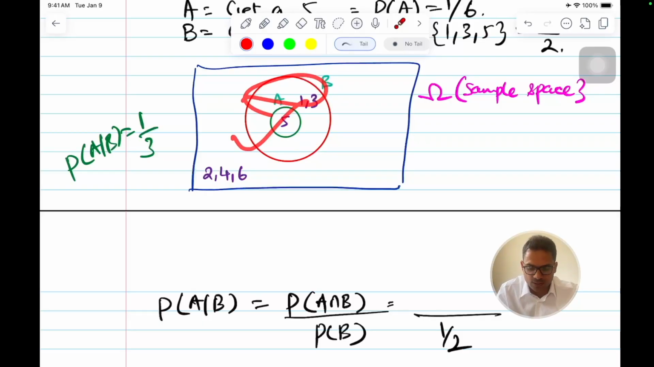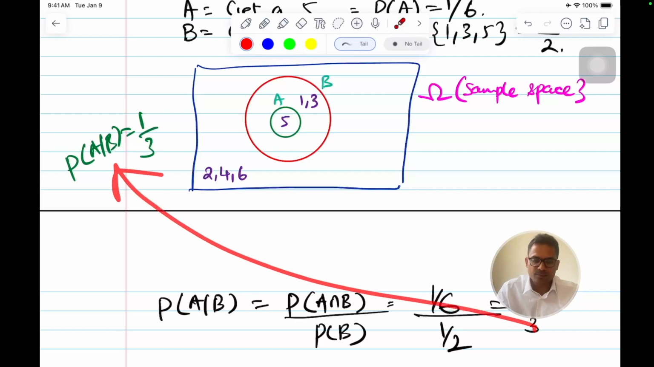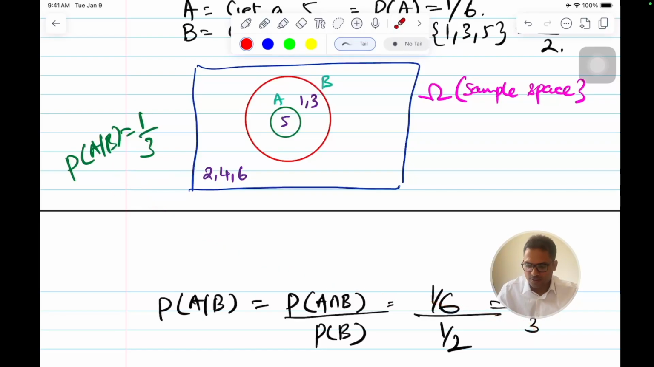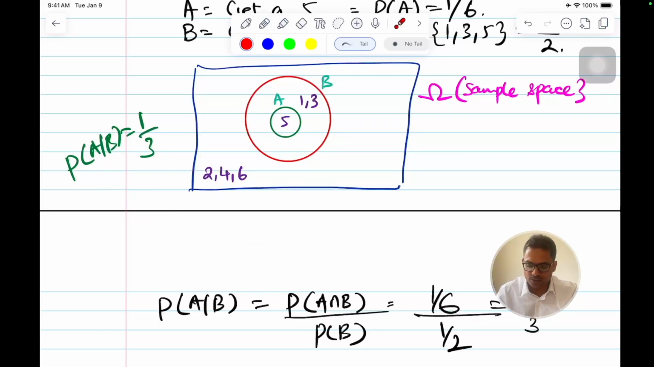Understand, from intuition we understood this. Now from the formula, what is the intersection of A and B? What is the common part? This is the common part. So what is the probability of this? 1 by the complete thing, 6. So A and B is 1 by 6. So 1 by 6 by 1 by 2 will give you 1 by 3. And this is what we understood intuitively also. So this is what is our conditional probability. I hope this is understood now.